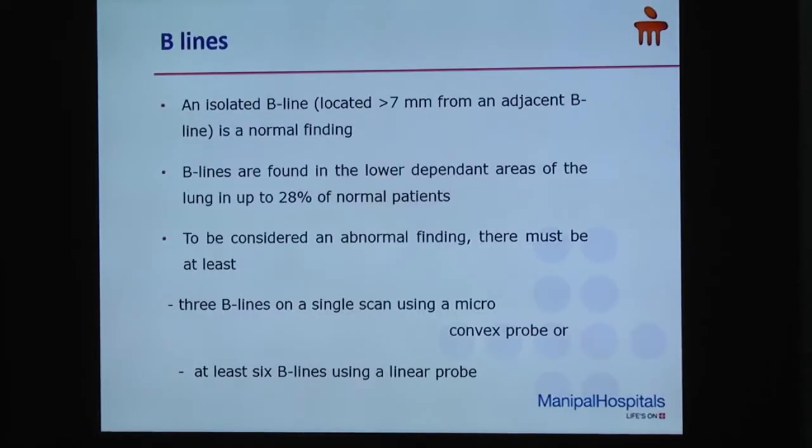Important thing about B lines is it also can be a normal finding. Up to 6 in a vascular probe and up to 3 in a curvilinear microconvex probe can be normal. If it is more than that, it is abnormal. And in 28% of the patients, according to the studies, in the lower part of the lung, you can have them, and they are normal findings as well.